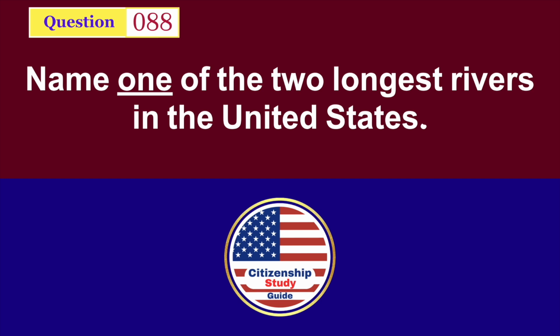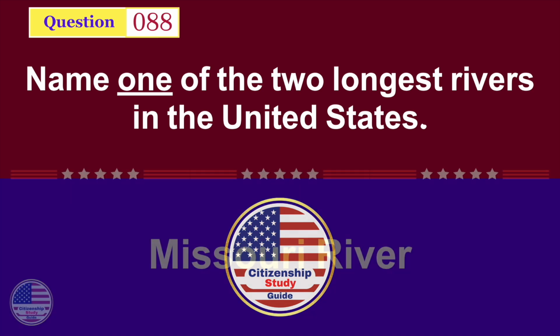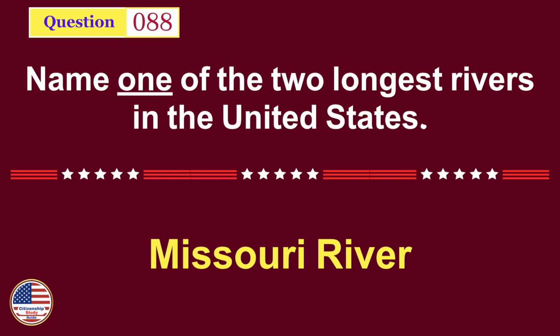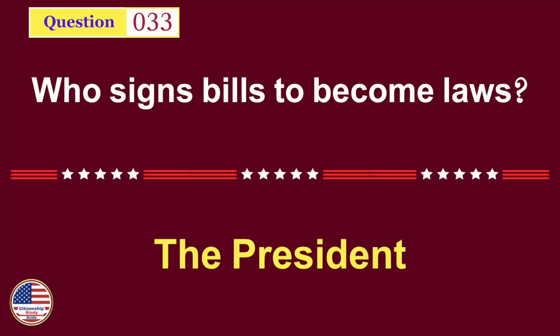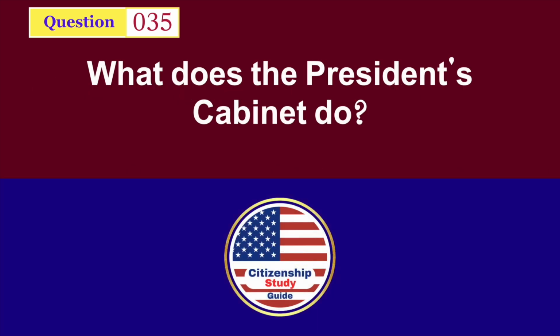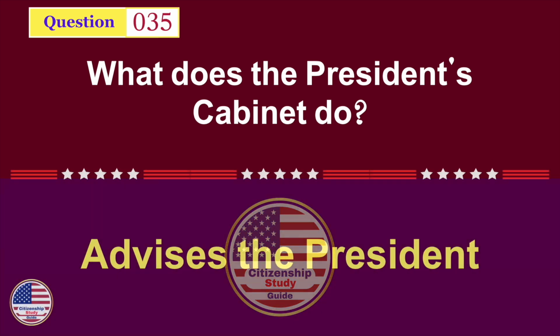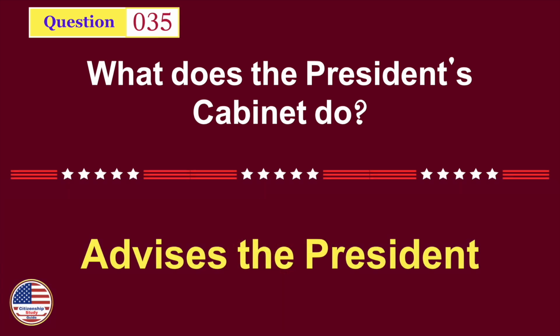Name one of the two longest rivers in the United States. Missouri River. Who signs bills to become laws? The President. What does the President's cabinet do? Advises the President.